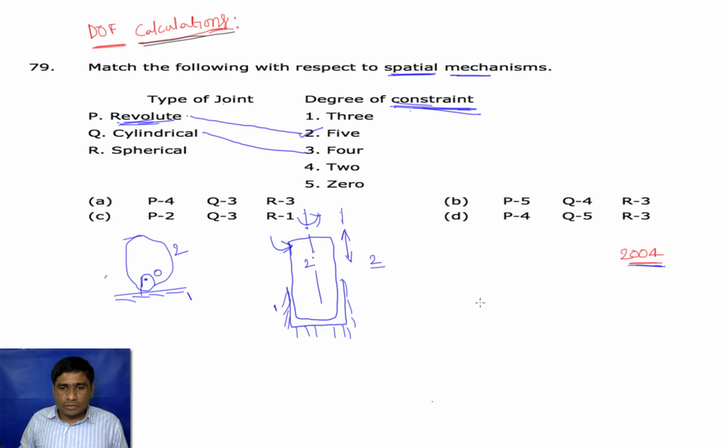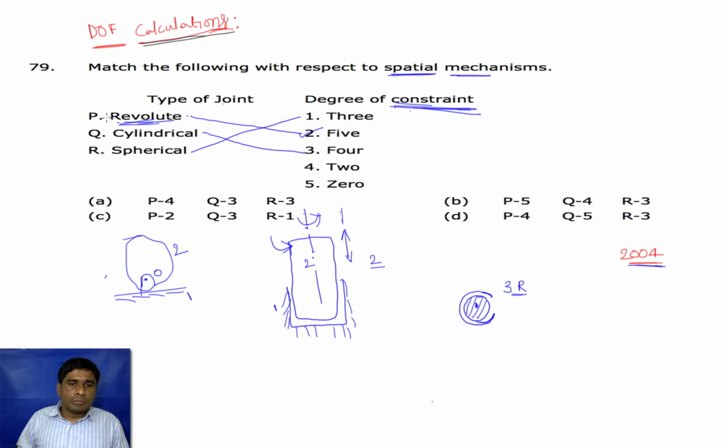In the spherical, as we have already seen, this is the groove, and inside the groove we have a spherical one. So this groove is holding the spherical. It cannot have a translation motion in any one of the 3 axes, but it can rotate. It can rotate about the x-axis, y-axis, and z-axis. So it has 3 rotational degrees of freedom, and 3 translation degrees of freedom are missing. So how many constraints are there? Spherical is 3 degrees of constraint.